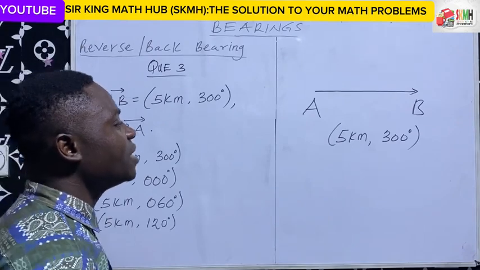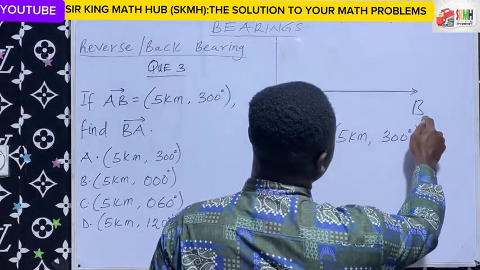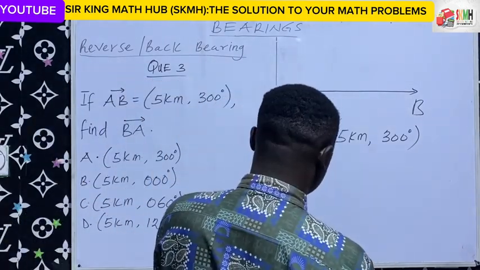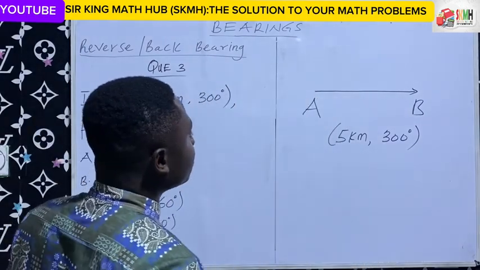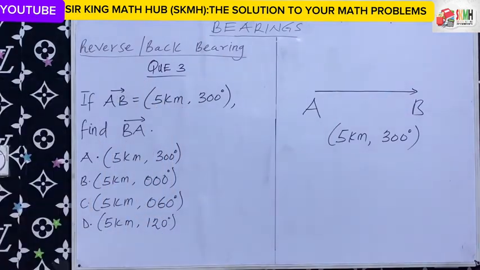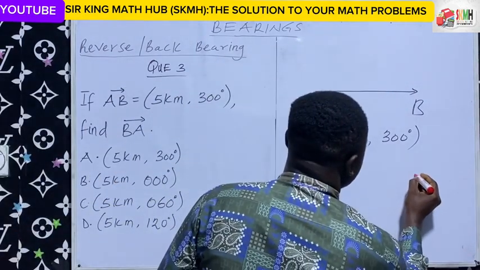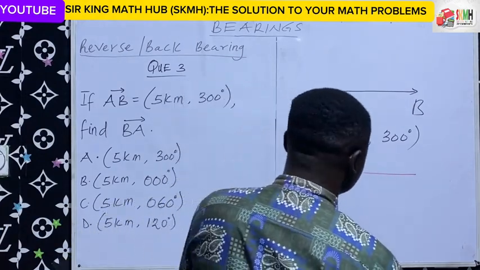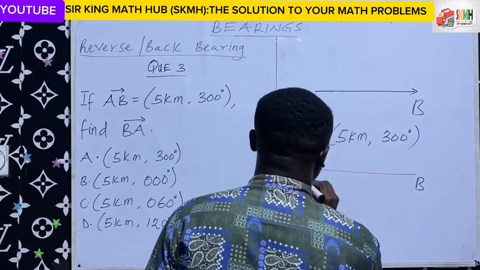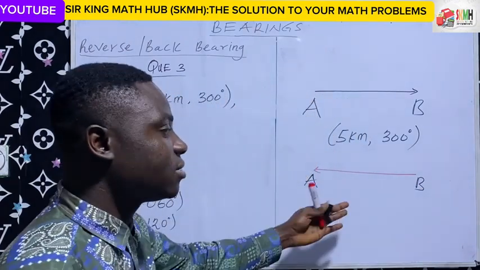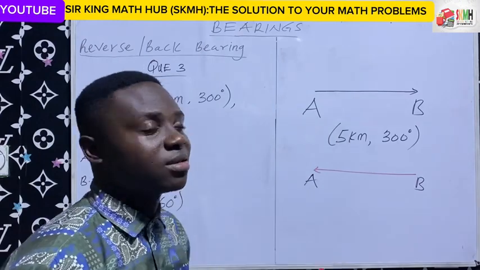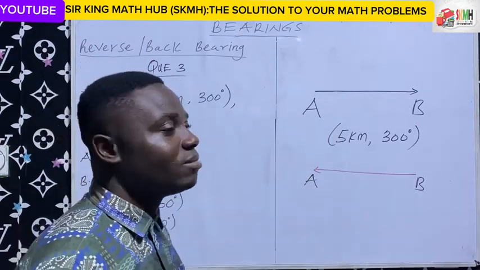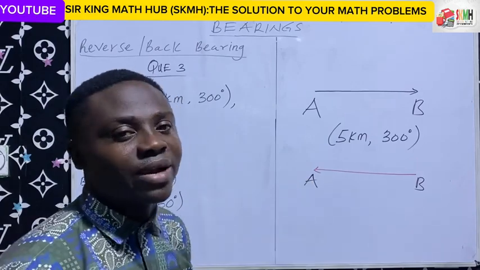vector BA. So vector BA means that this time we are moving from B towards A. So from B towards A, in terms of vector, it will be represented as vector BA. And what does vector BA show? It shows, or it represents, the back bearing.